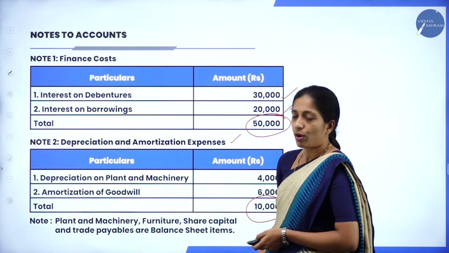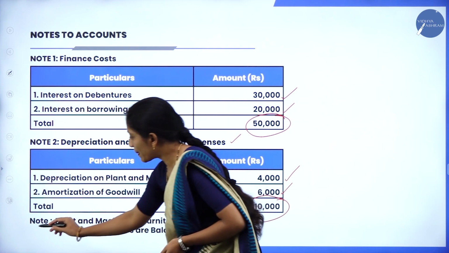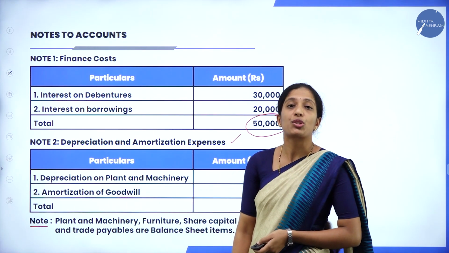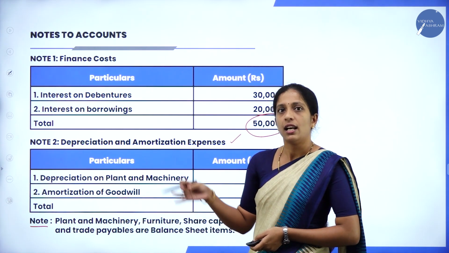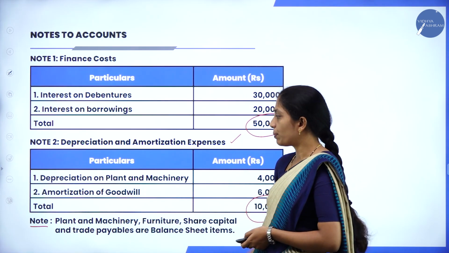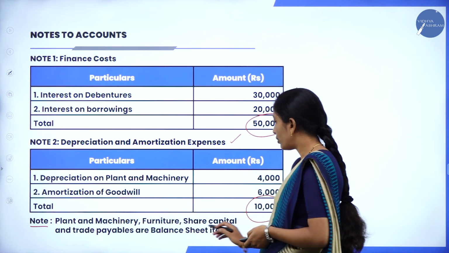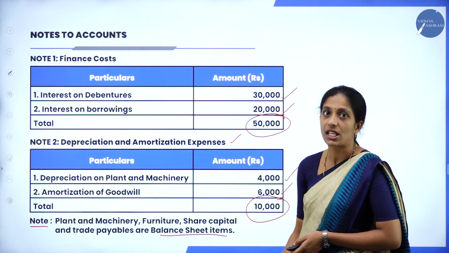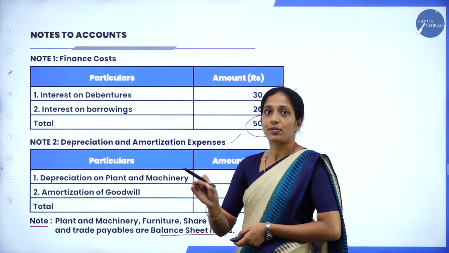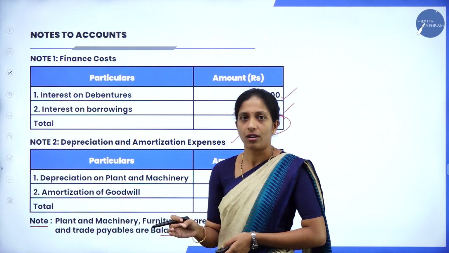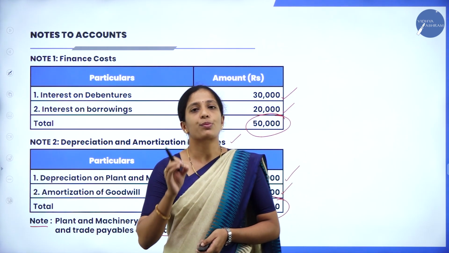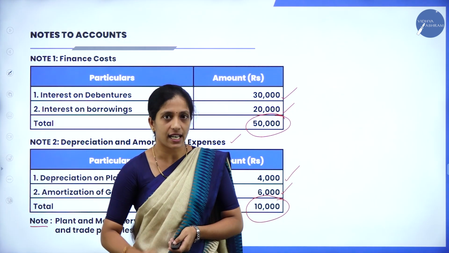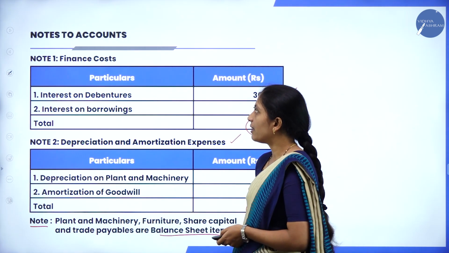So, we are done with the note. I have told you those items which we have not recorded in the statement of profit and loss, we have to prepare a note. Plant and machinery, furniture, share capital and trade payables are balance sheet items. They come under balance sheet because we can't show them under statement of profit or loss. Under statement of profit or loss, we will show only the expenses and incomes. Okay. So, hope you are clear with this.